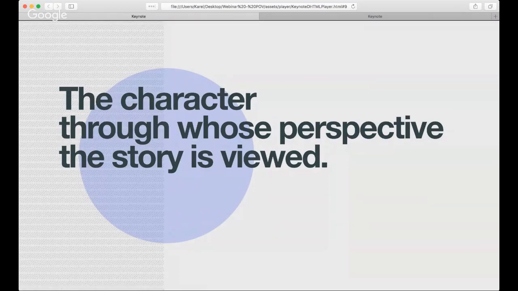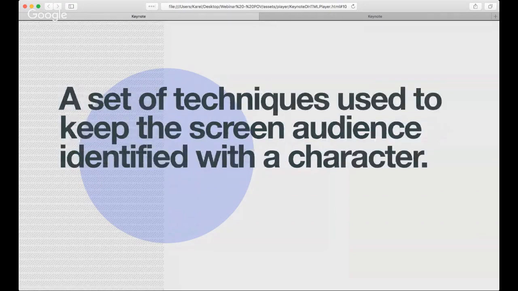So when we speak about point of view, it can be a character, or it could be the set of tools that you're learning during this hour, during this webinar. A set of techniques used to keep the screen audience identified with a character. So the tool that Warner Brothers tried to use was camera point of view, and that is not the way to do it. We'll get to how in a minute.